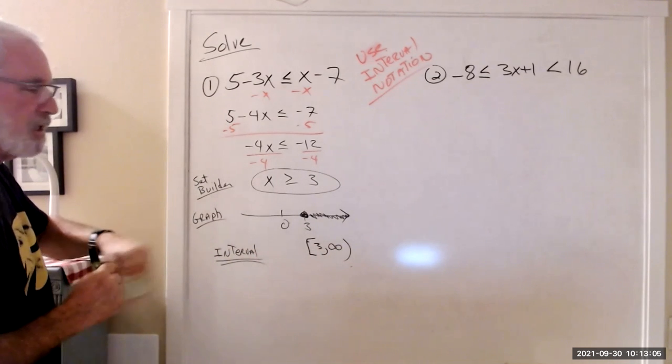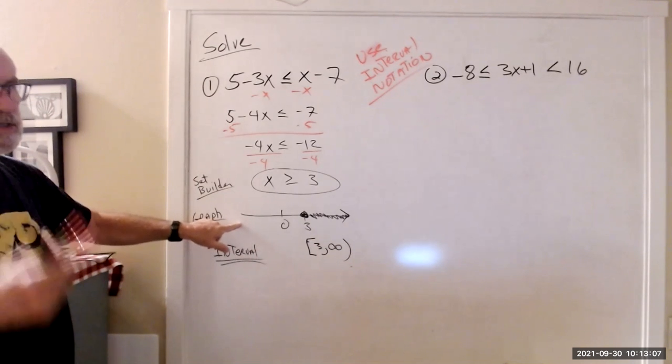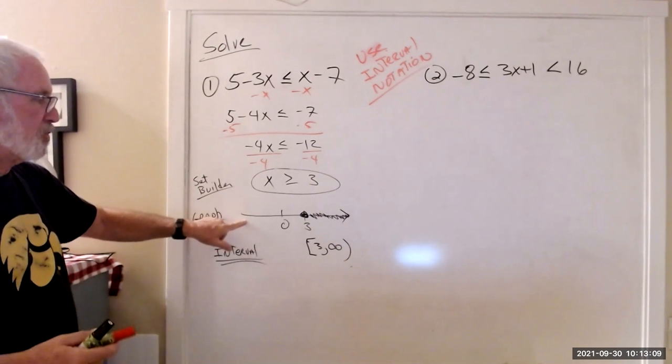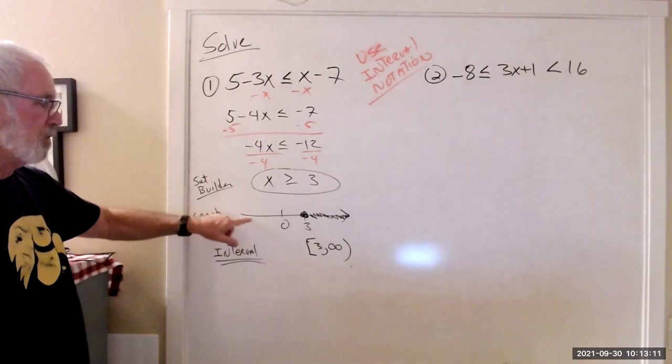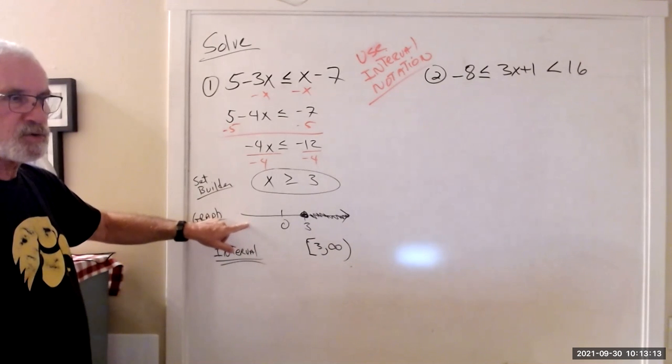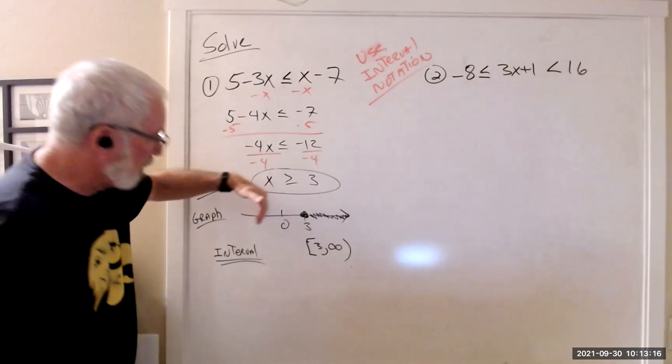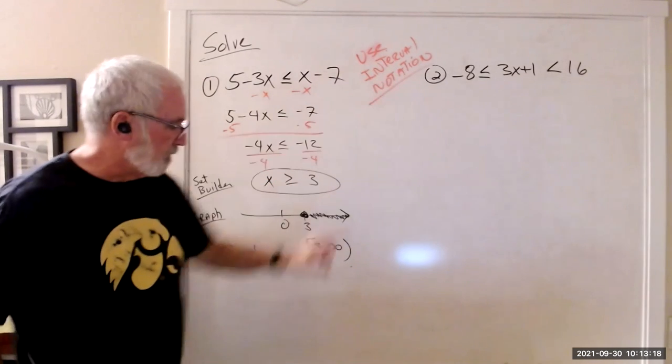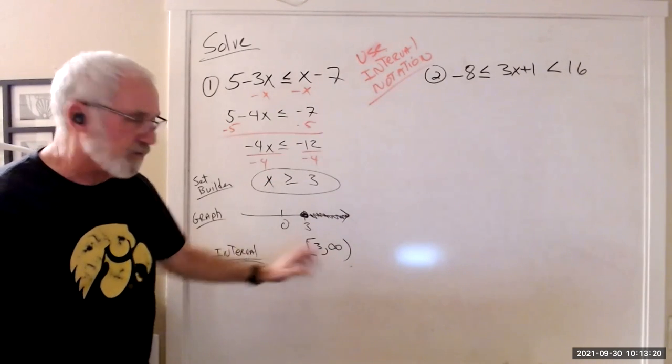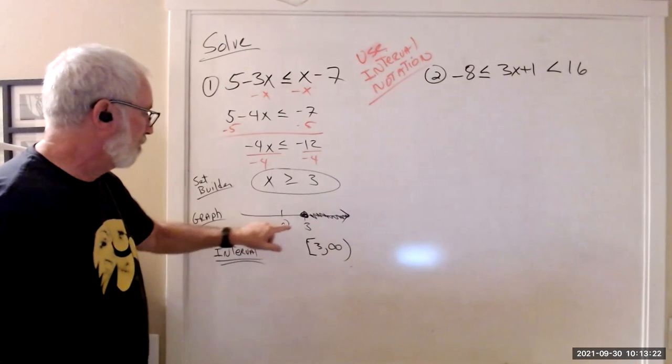Now, you did not need to write the graph. I did that as a teaching tool because interval notation mimics exactly what you see on the graph. On the graph, you see 3 and bigger. And that's what 3 comma infinity means. Okay.